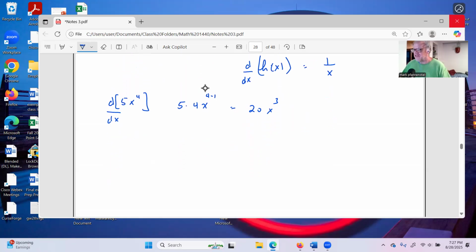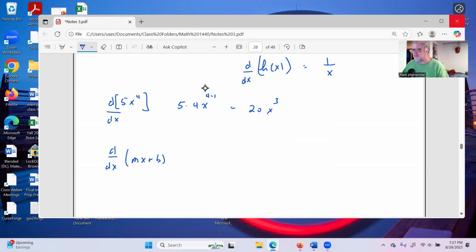Okay. Similarly, if we want d by dx of a line, mx plus b, we go ahead and take the derivative. It distributes over a plus or a minus sign. It will not distribute over a times. That's a different kind of formula.